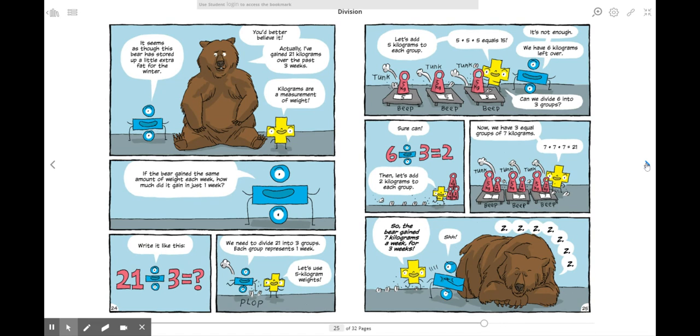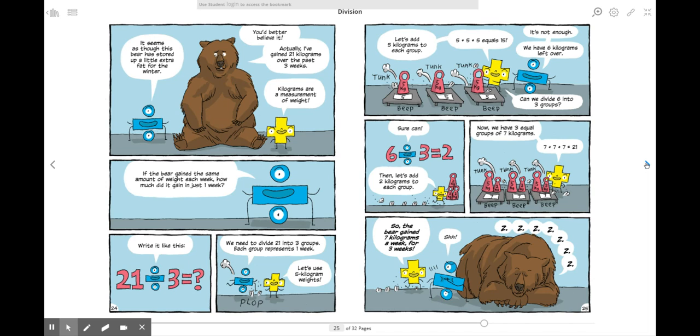It seems as though this bear has stored up a little extra fat for the winter. You'd better believe it. Actually, I've gained 21 kilograms over the past 3 weeks. Kilograms are a measurement of weight. If the bear gained the same amount of weight each week, how much did it gain in just 1 week? Write it like this. 21 divided by 3 equals.